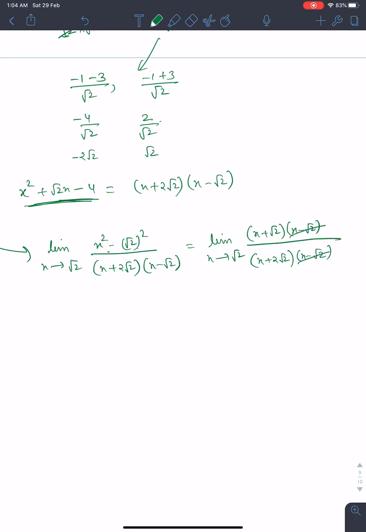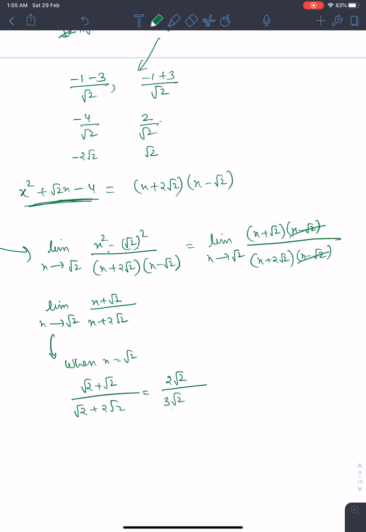This and this got cancelled. So finally the expression you are getting is limit x tends to root 2, (x + root 2)/(x + 2 root 2). Now use the direct substitution method. That means when x is equal to root 2, what you are getting: (root 2 + root 2)/(root 2 + 2 root 2), which will be equal to 2 root 2 upon 3 root 2. So this root 2 and root 2 got cancelled. You are getting 2 by 3 as your final answer.